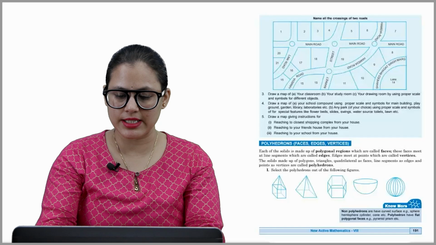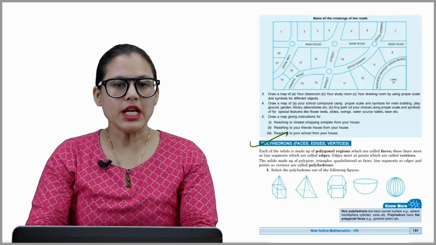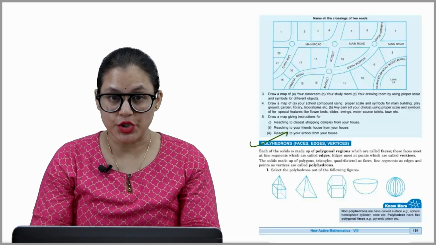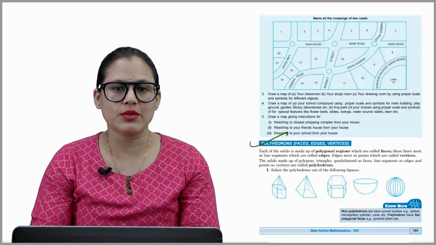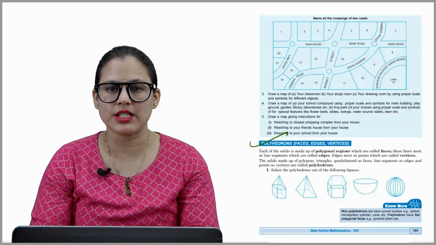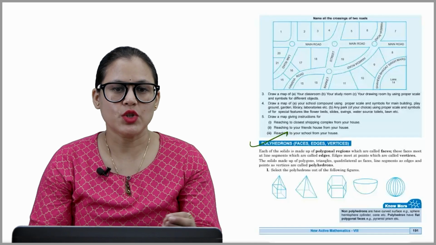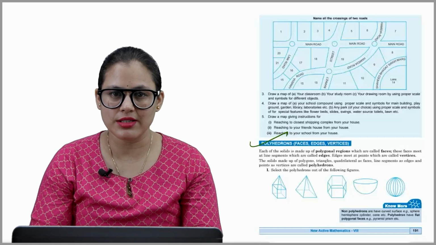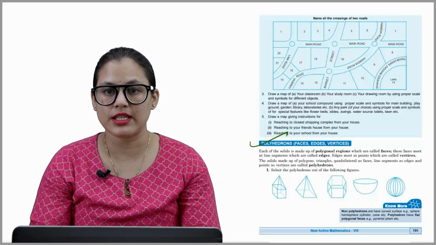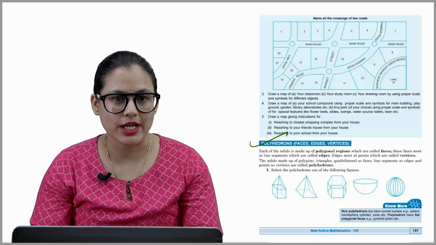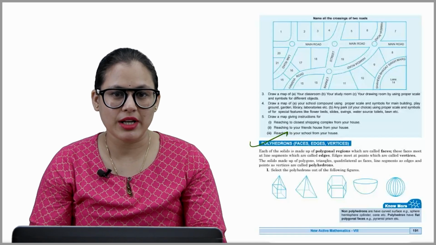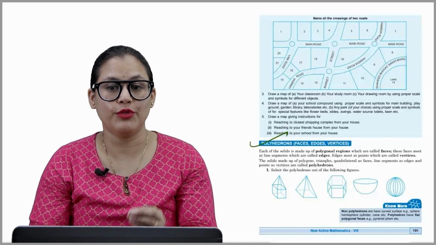Polyhedrons, faces, edges, vertices. Each of the solids is made up of polygonal regions which are called faces. These faces meet at line segments which are called edges. Edges meet at points which are called vertices. The solids made up of polygons, triangles, quadrilaterals as faces, line segments as edges and points as vertices are called polyhedrons. Okay. Select the polyhedrons out of the following figures.